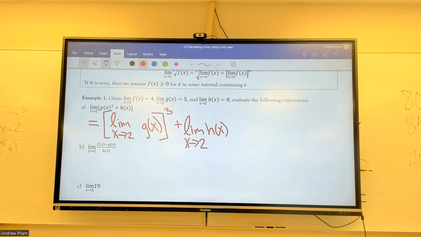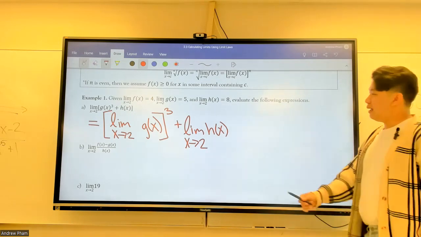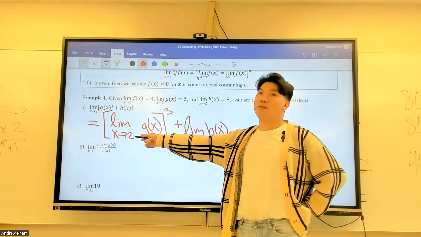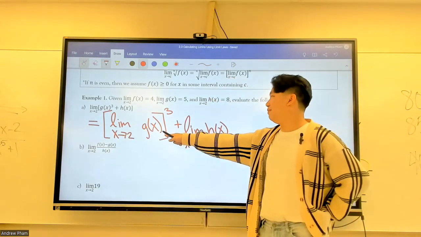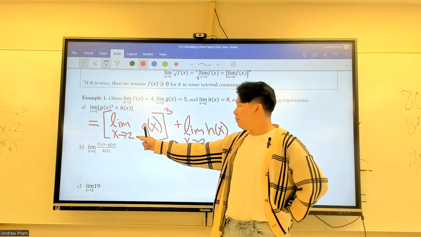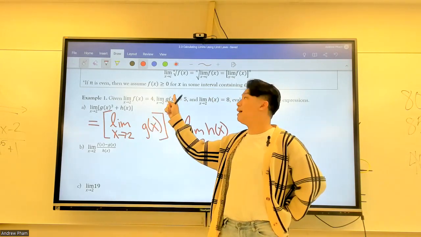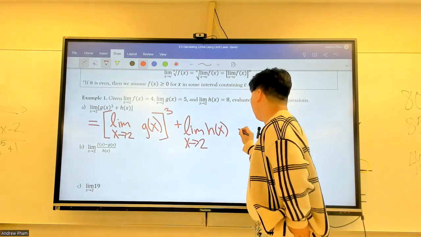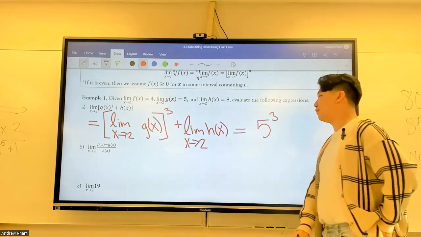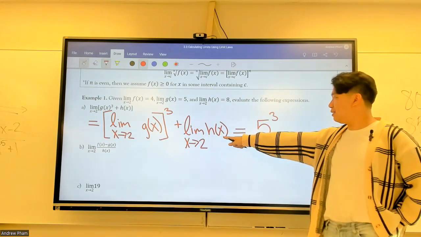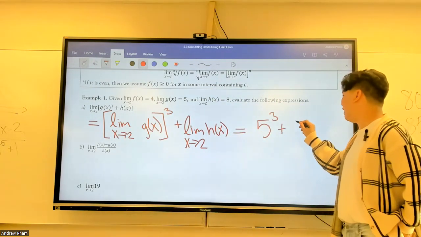All right, so I claim that we've pretty much done most of the hard work already. I claim that we can go ahead and start doing some quick substitution here. Well, right here, I have the limit as x goes to 2 of g of x. What is this equal to? 5, right? Because I gave it to you right in the instructions. The limit of g of x is 5. So really, I can write this as 5 cubed. What's the limit of h of x again? 8. So we have plus 8.